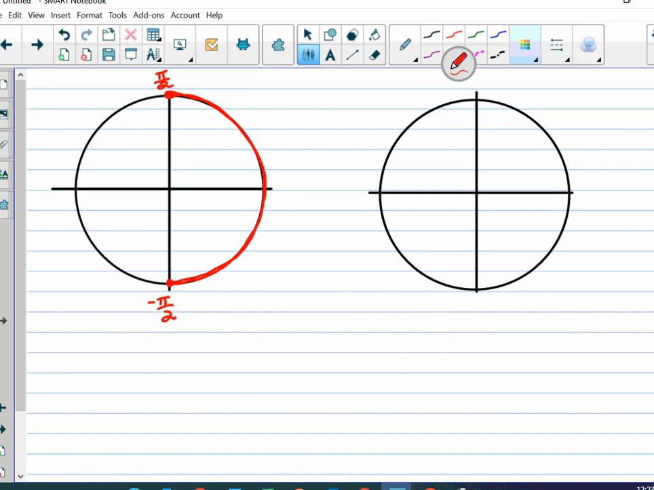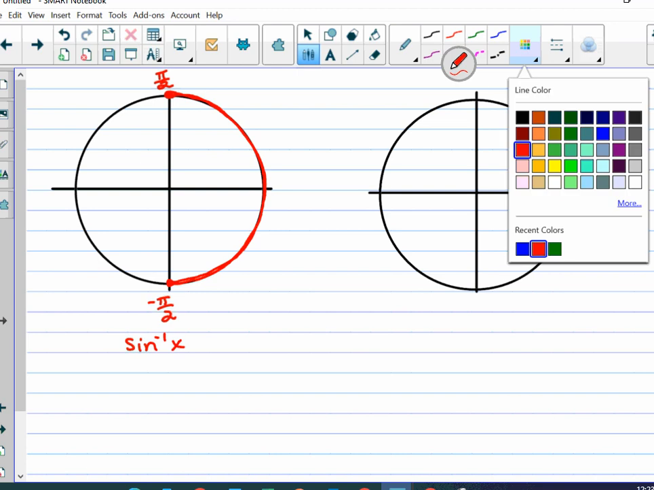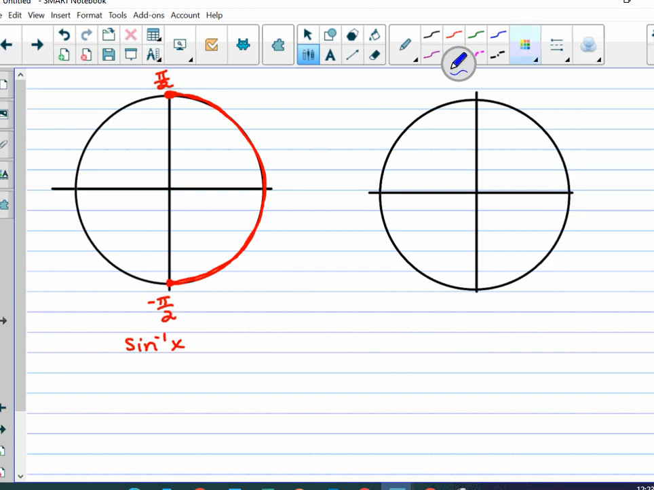All right, so this is inverse sine. We know we're going to use this window for that. What window did we pick for inverse cosine? 0 to pi, right? So isn't that the top half of the circle? Yes, okay. 0 to pi.